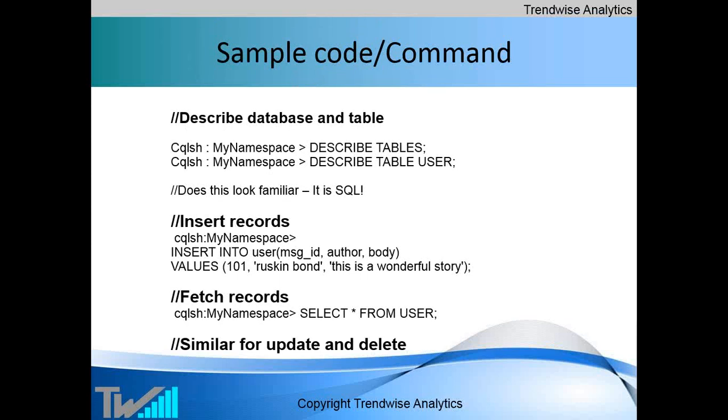Then there are a few more in the next slide. Just give a moment for the slide to appear. So as you can see, if you want to see what are the various tables that are available in this namespace or the various column families, as it is referred to in case of column database, you just simply write the command describe tables, and if you want to see what is the implicit schema for a particular table, let's say user in this case, you type describe table and that particular table name.